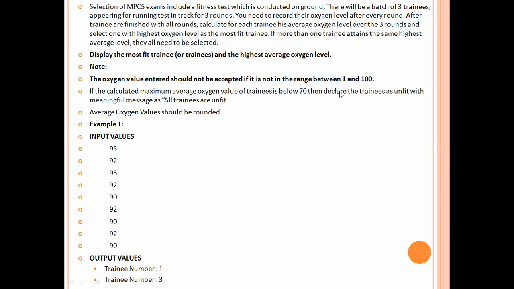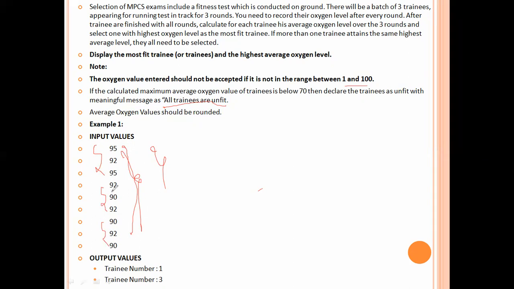So here 3 rounds of running race are there. So we note down the oxygen level of each and every trainee. So here all trainees are unfit if the oxygen level is below the required level. Now here we are supposed to enter the oxygen levels of each person like this. Suppose we enter 3 trainees, each and every trainee has 3 items. 3 3s are 9. We enter like this. This is trainee 1, trainee 2, trainee 3.